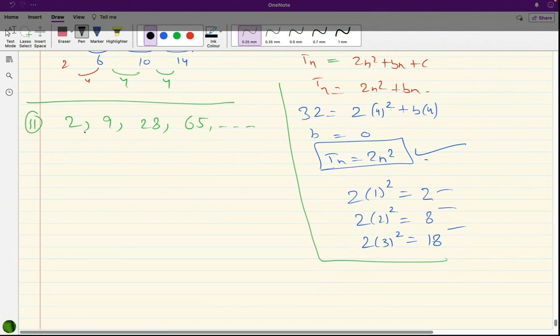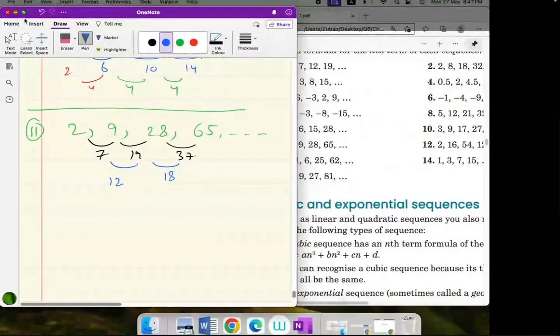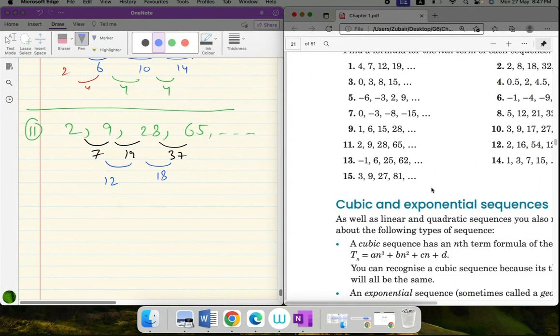I'm looking at the first difference, which is 7. Then 28 minus 9, the difference is 19. Then 65 minus 28, the difference is 37. This is the first difference. Now I'm checking for the second difference. 19 minus 7 gives me 12, and 37 minus 19 gives me 18. The second difference is not constant.